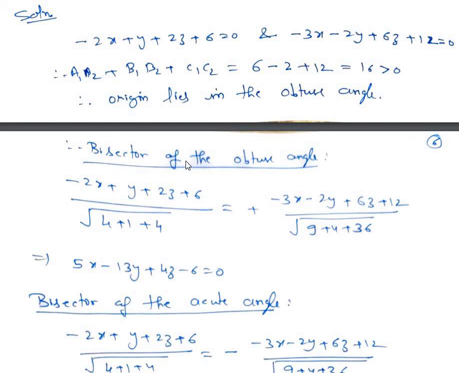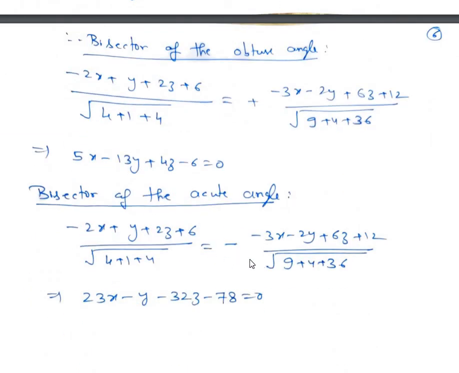And if we want to find the bisector of the acute angle, because the origin lies in the obtuse angle, we will take the minus sign here. So the bisector of the acute angle is given by minus 2x plus y plus 2z plus 6 upon under root of 4 plus 1 plus 4 is equal to minus of minus 3x minus 2y plus 6z plus 12 upon under root of 9 plus 4 plus 36. If you simplify it, you will get 23x minus y minus 32z minus 78 is equal to 0.